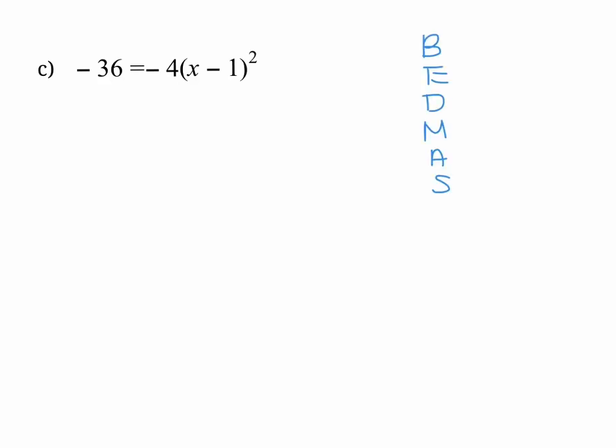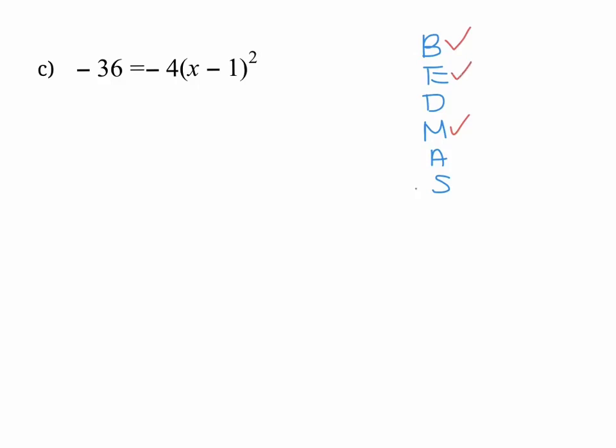So what do we have going on here? We have this -4 multiplying against the x. So that's multiplication. So I'm going to check that guy off. I have this 1 subtracting from x, but it's in brackets. So that counts as brackets. So I'm going to check brackets off. And then we have an exponent. So I'm going to check off exponent.